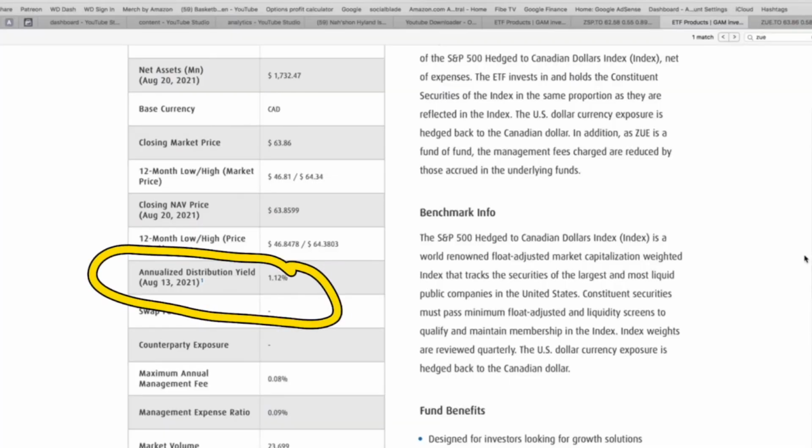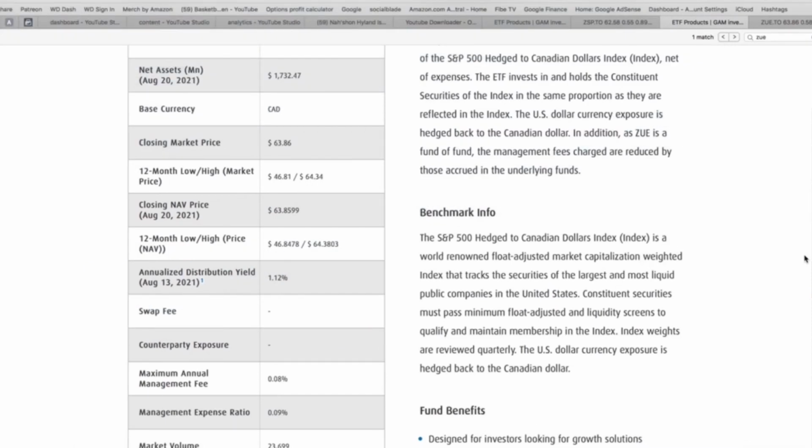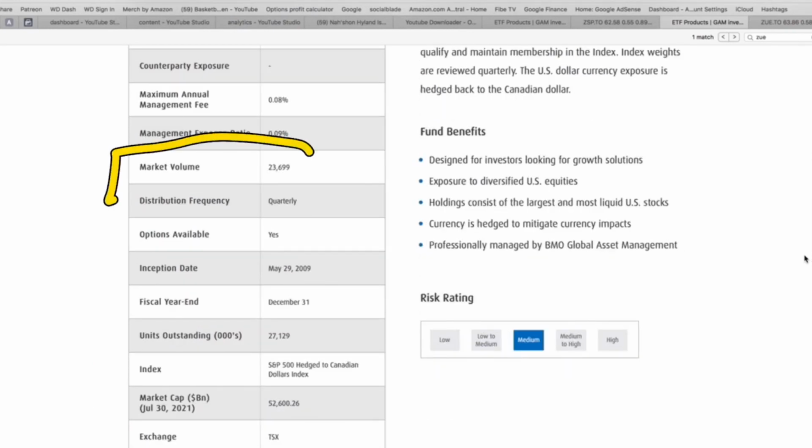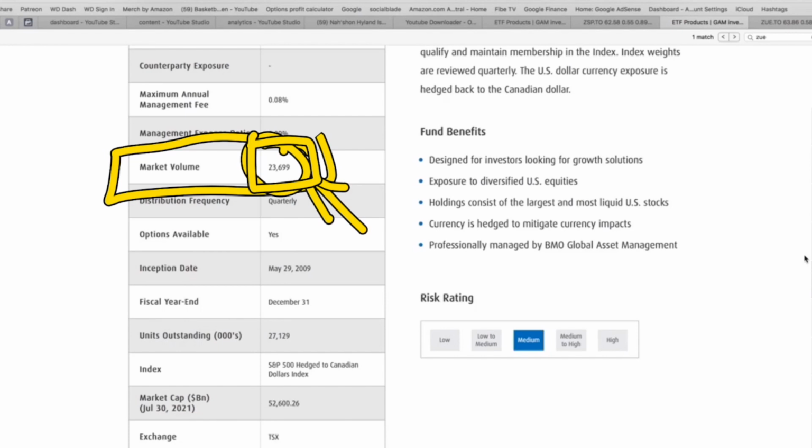Meanwhile, the distribution is 0.05% lower with the hedged versus the non-hedged. The management expense ratio is the exact same. However, market volume is a lot less, at around 24,000 shares traded per day. Now, why is that important? Well, the reason why this is important is because if you're looking at buying 5, 10, 15, 20,000 shares, then at that point, this may not be very liquid for you to get into.